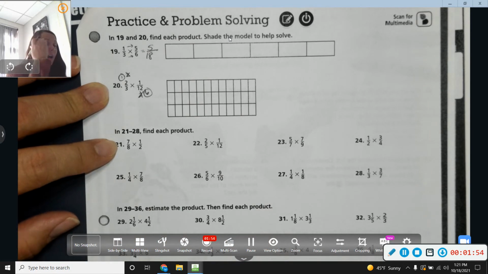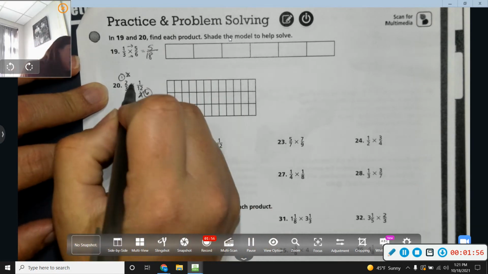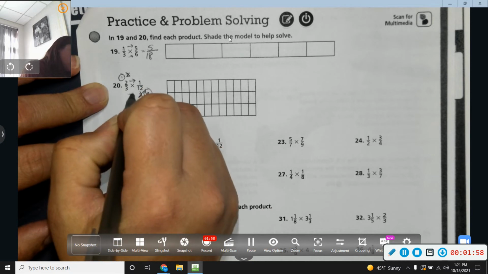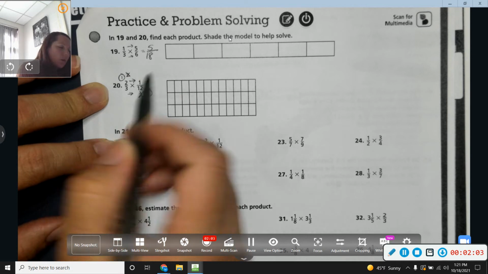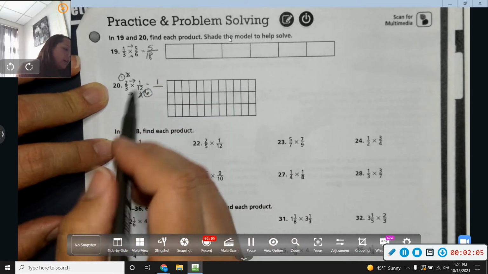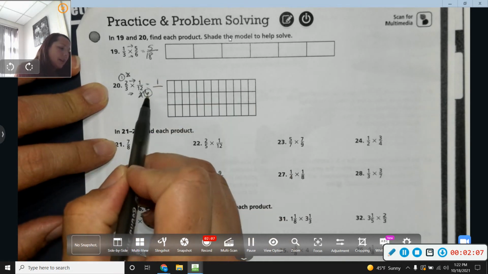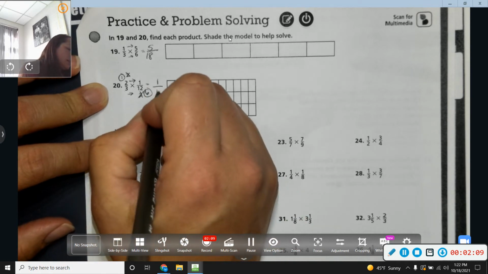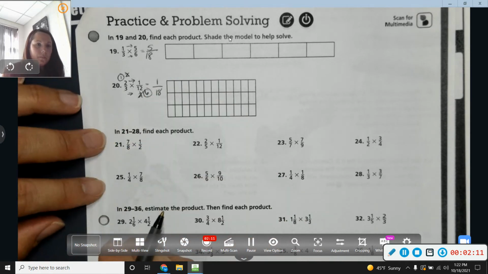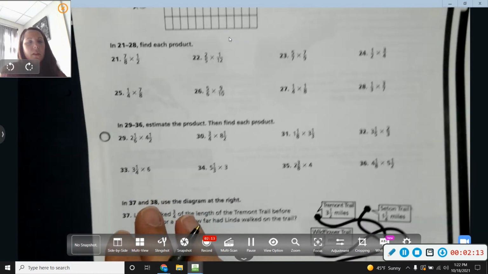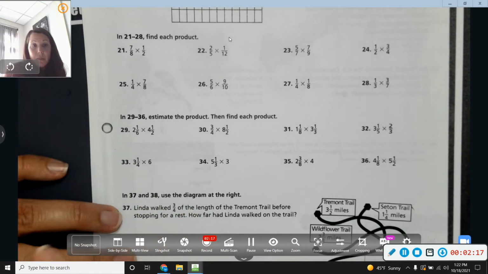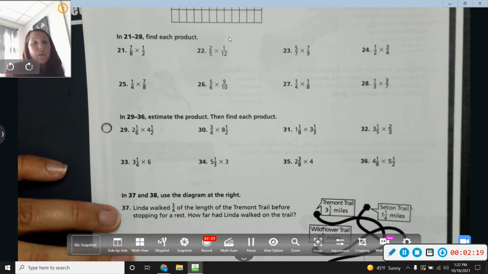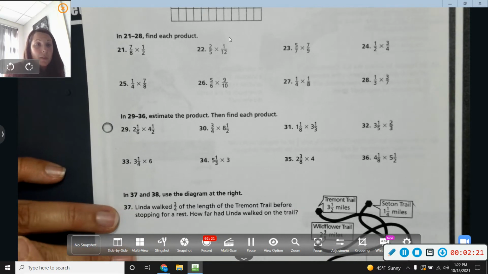Okay? Now that it's reduced, I can multiply straight across. Okay? So I have a 1 times 1 is 1, and I have a 3 times 6 is 18. 21 through 28, it's the same thing, okay? So we're going to reduce, and then we're going to multiply.